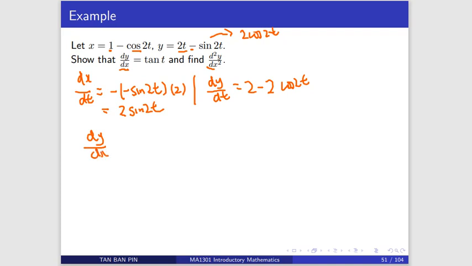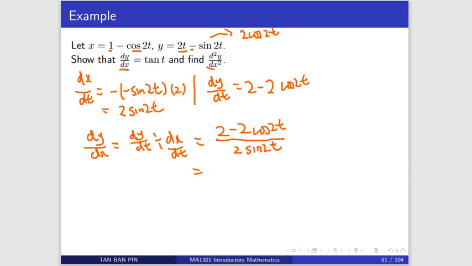dy/dx would be dy/dt divided by dx/dt. So it's just 2 minus 2 cosine 2t over 2 sine 2t. You can take out 2 and cancel, so it becomes 1 minus cosine 2t over sine 2t.